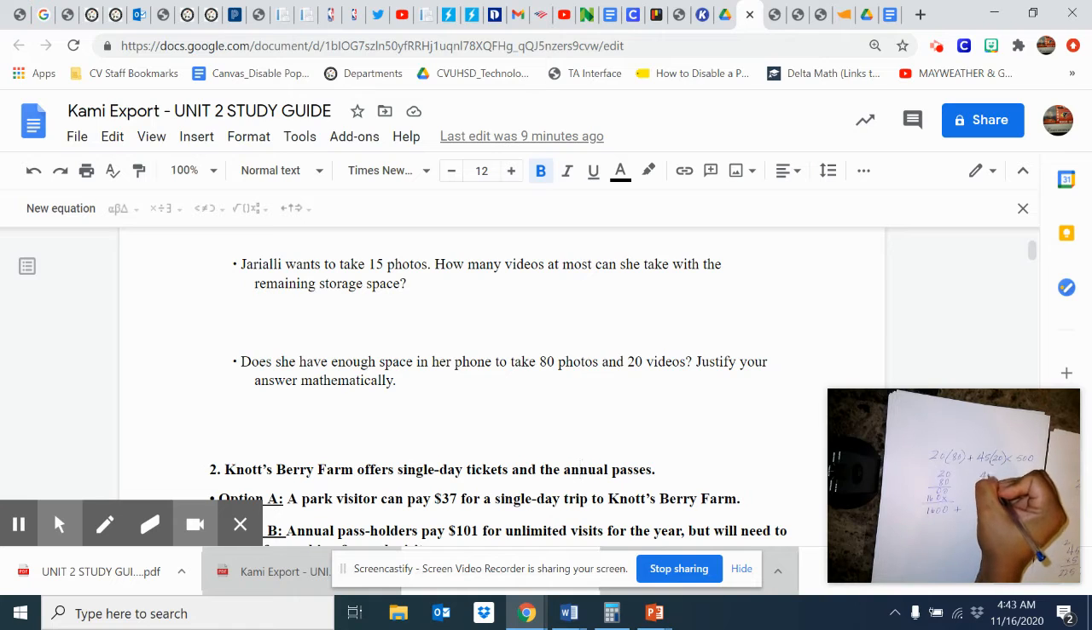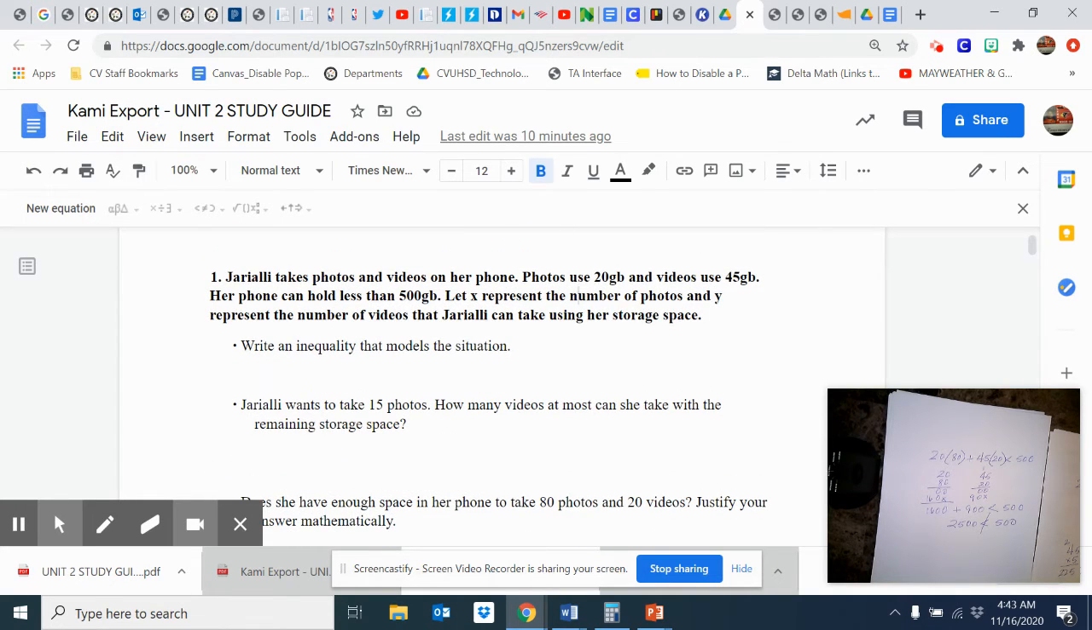I'll keep going. 45 times 20 is 900. You see how this doesn't make that true. This is 2,500 gigabytes. Is not less than. This is not true. Okay. So the answer would be no. She doesn't have enough space when she takes 80 photos and 20 videos.